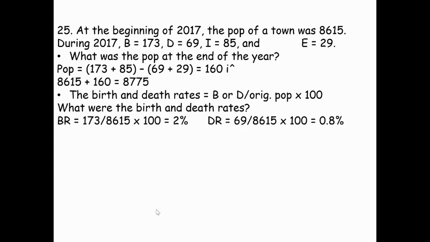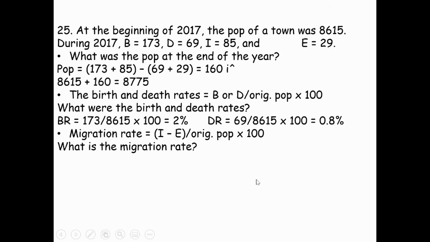All right, so the birth rate, 173 divided by 8615 times 100. That's going to be 2%. Death rate, 69 divided by 8615 times 100, 0.8%. So obviously, if you have a higher birth rate than death rate, that means you are increasing your population.